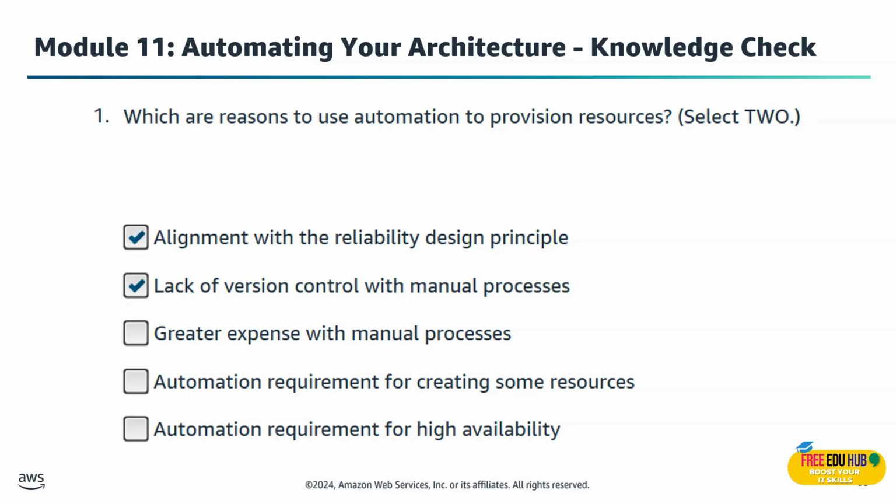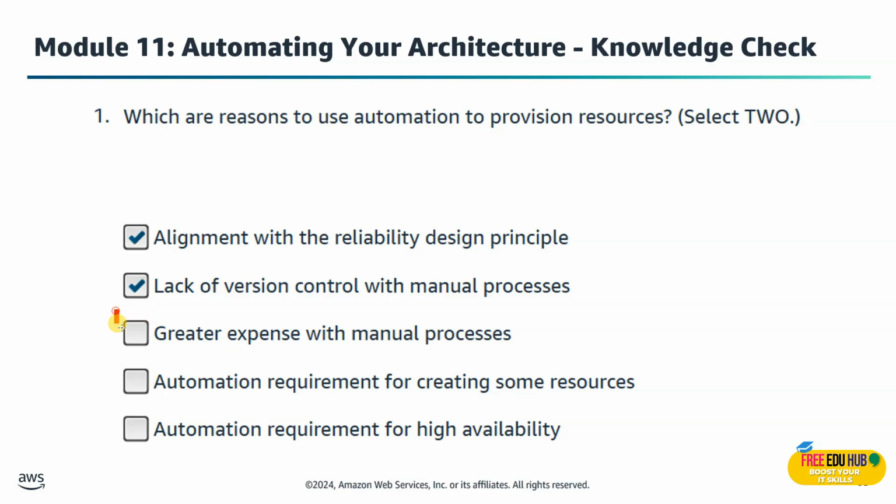alignment with the reliability design principle and lack of version control with manual process. Automation helps you maintain reliability in your infrastructure. When your deployments are automated, they happen consistently, predictably, and without human error. Exactly what the reliability design principle is all about. Also, when you rely on manual processes, you lose version control. Automation keeps everything on track through templates or code, so you always know what version of your infrastructure is running.